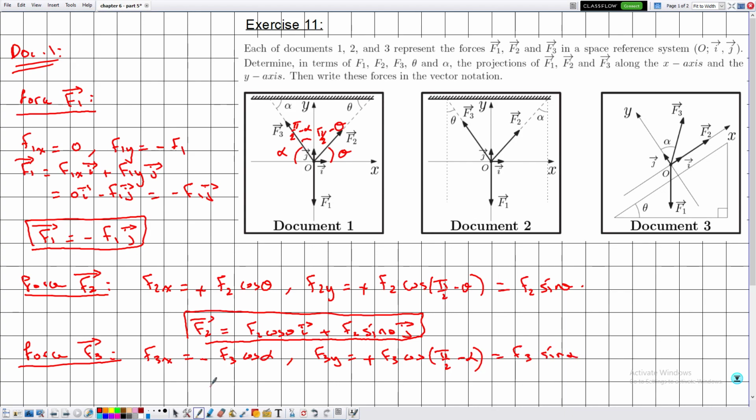So the vector notation of F3 is equal to minus F3 cosine alpha multiplied by the unit vector i plus F3 sine alpha multiplied by the unit vector j. Then this is it for document 1. Now let's proceed to document 2.